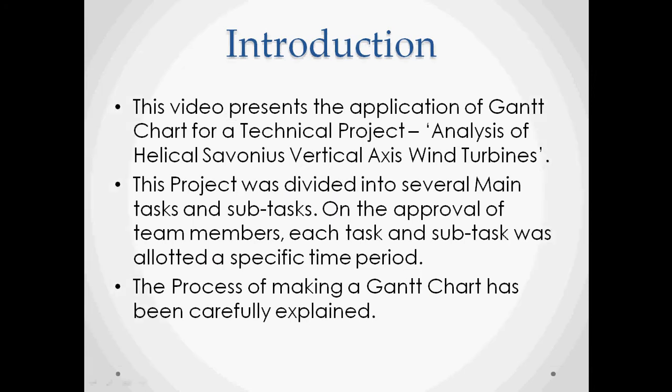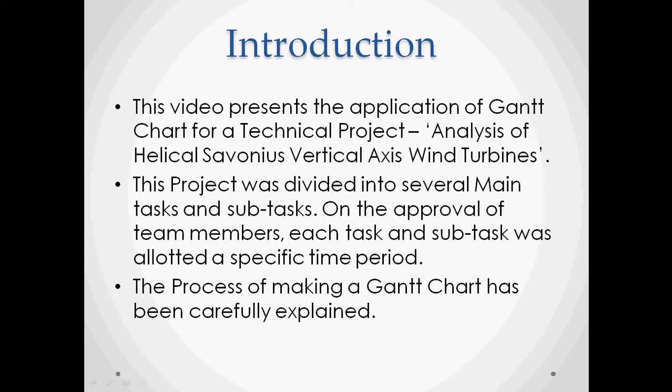So in this video now we are going to create a Gantt chart for a technical project called Analysis of Helical Savonius Vertical Axis Wind Turbines. This project was divided into several main tasks and subtasks. On the approval of team members, each task and subtask was allotted a specific time period so that the start date and end date was determined.